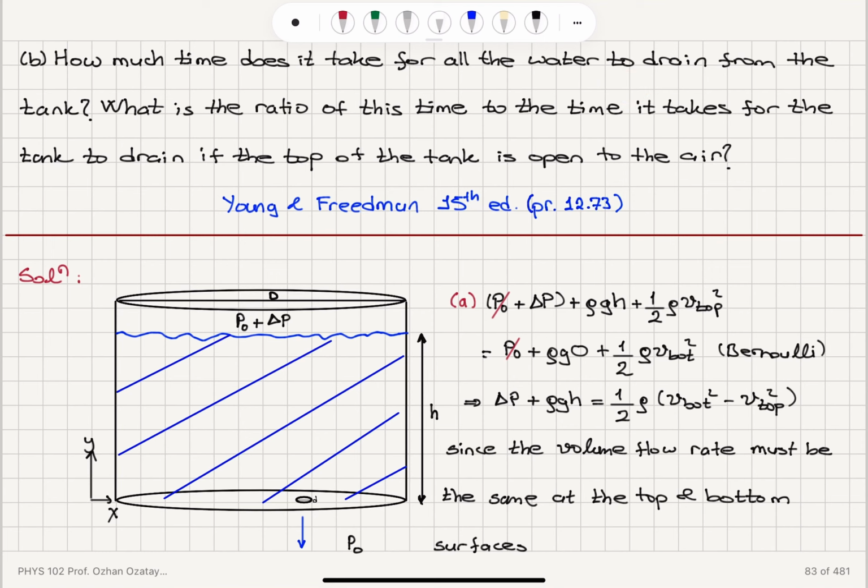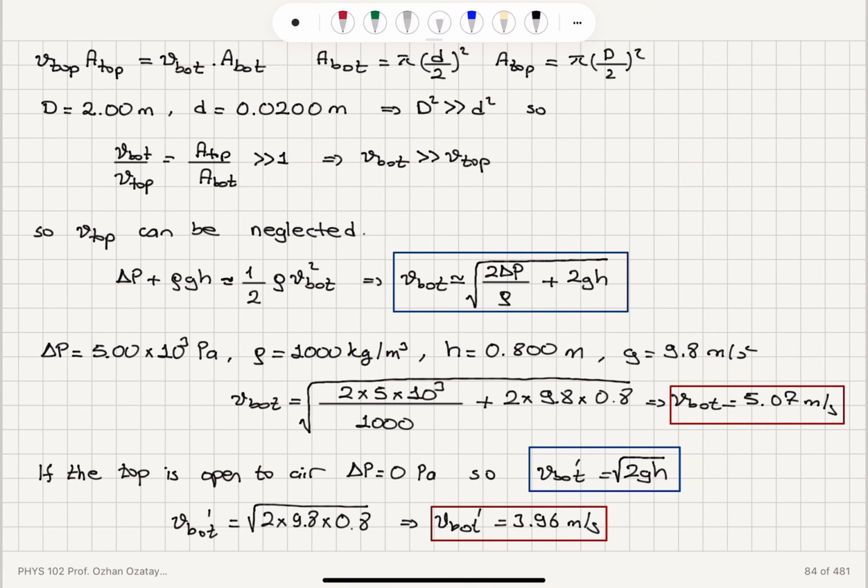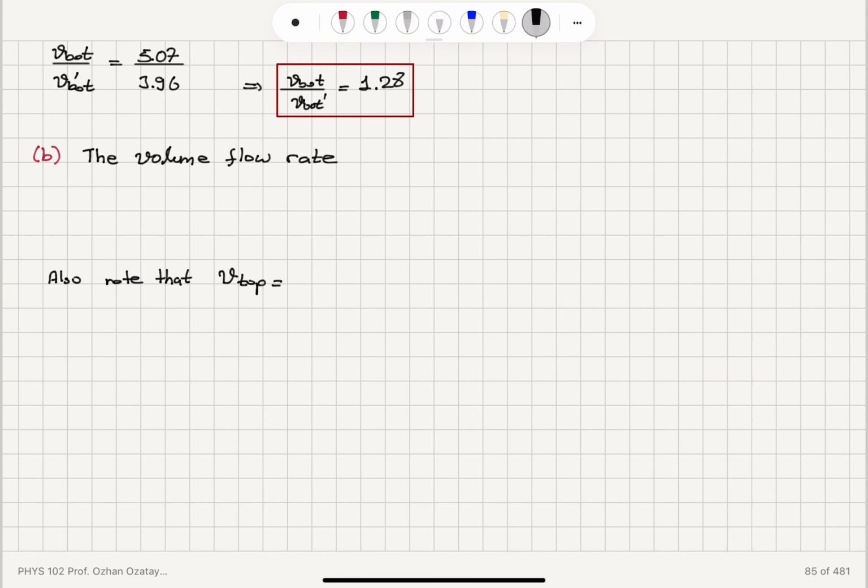Now in part B of this problem, how much time does it take for all the water to drain from the tank? What is the ratio of this time to the time it takes for the tank to drain if the top of the tank is open to the air? So how long does it take to drain the tank?